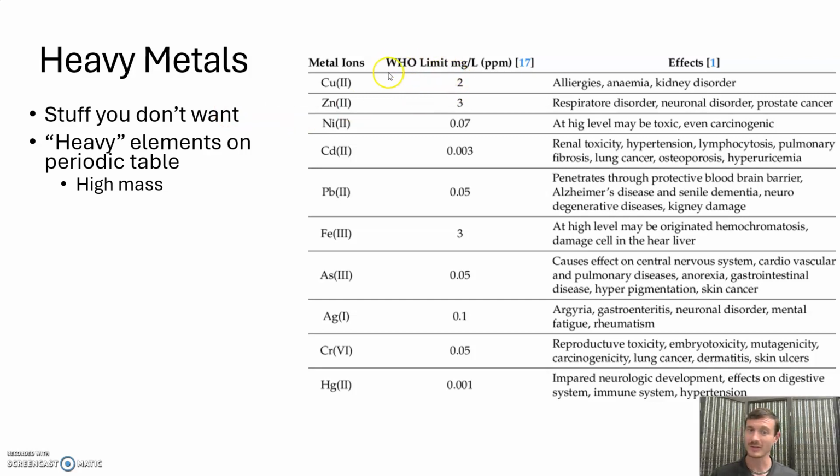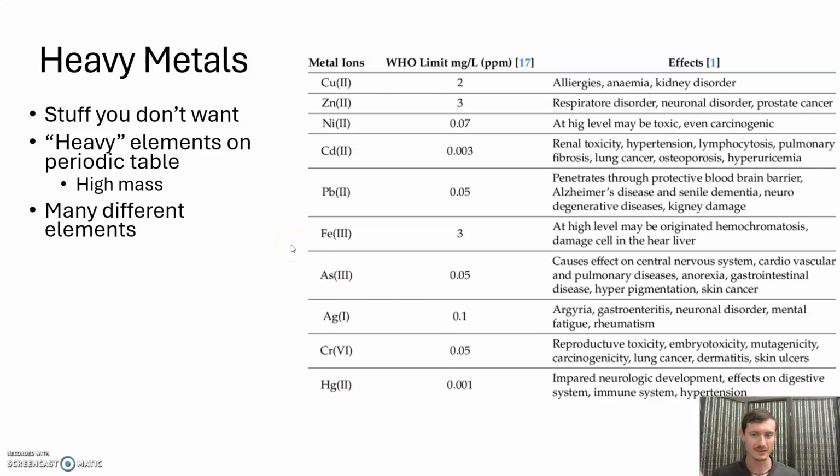I have the WHO limit here, so here comes parts per million, ppm, again, like with dissolved oxygen. We see that the limit is really low on a lot of these. So if you have 0.001 parts per million of mercury, that's considered to be too high, just to give an idea of how dangerous this stuff can be for human beings.